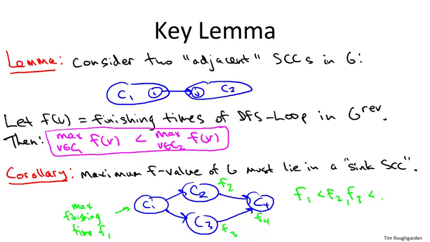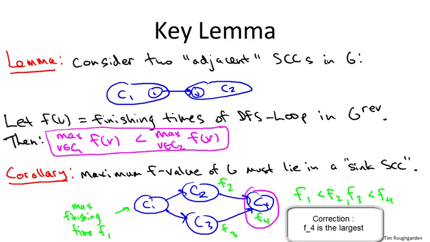Symmetrically, we can apply the lemma to the pairs C2, C4 and C3, C4, and we get that F4 has to dominate both of them. You'll notice we actually have no idea whether F2 or F3 is bigger, so that pair we can't resolve, but we do know these relationships. Okay, F1 is the smallest and F4 is the biggest. And you'll also notice that C4 is a sink SCC in the sense that it has no outgoing arcs.